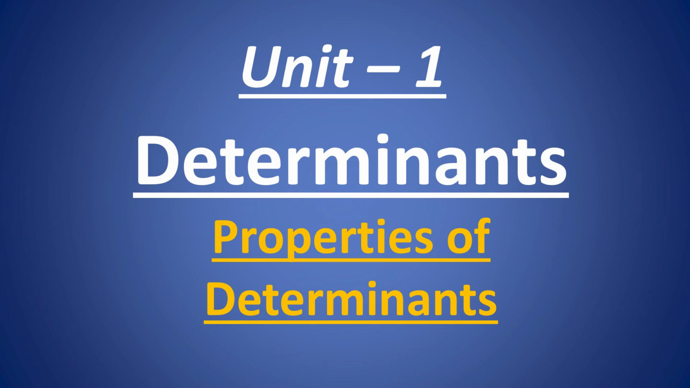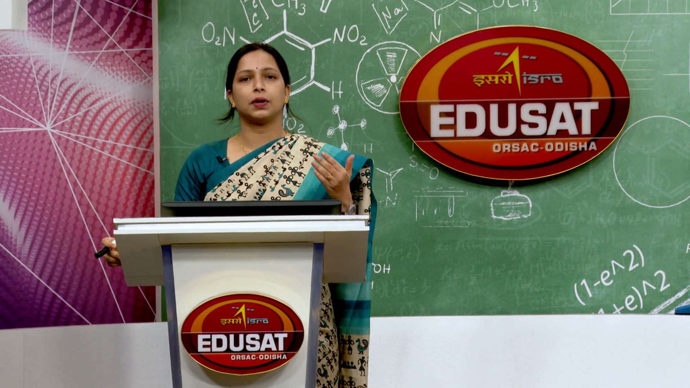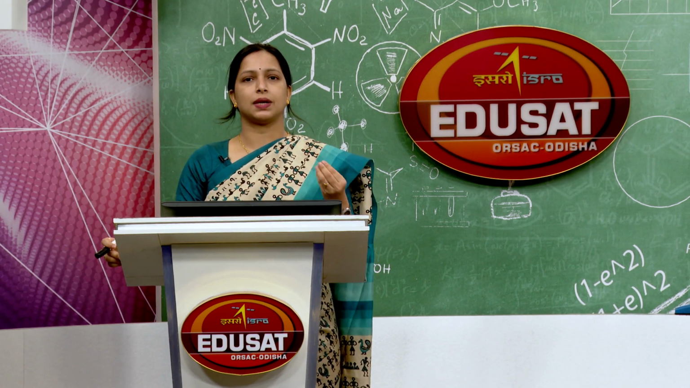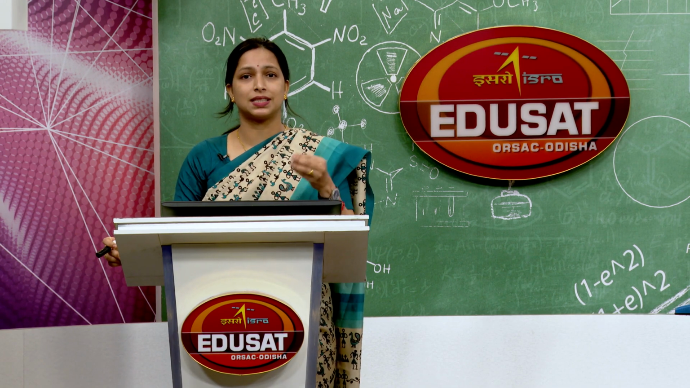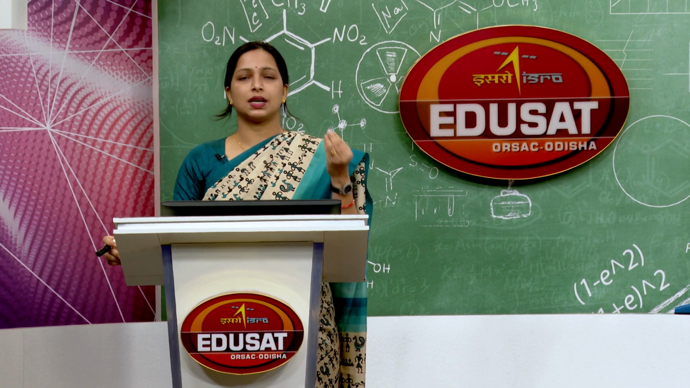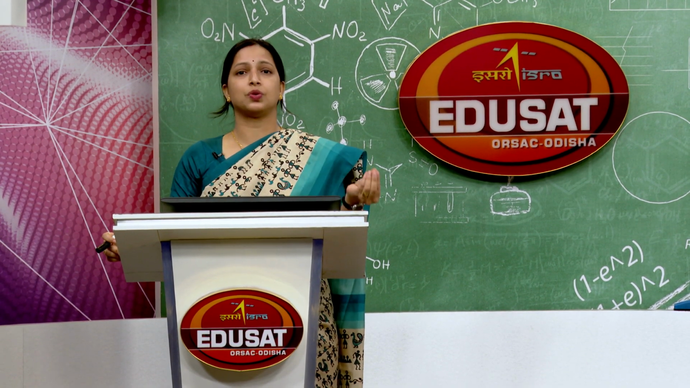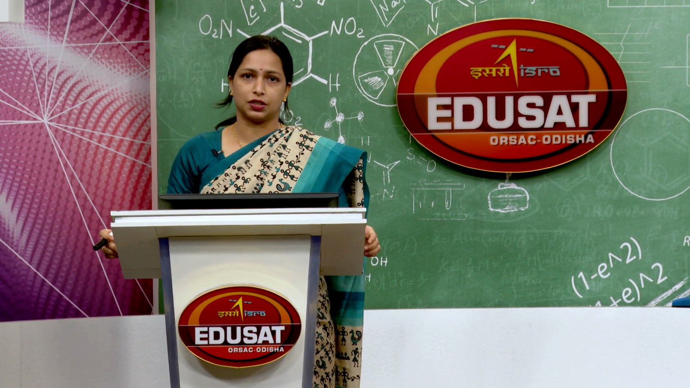In the earlier class, we discussed what a determinant is and how to find the value of a determinant of order 1, 2 and 3. So, in this class, we will proceed to the next topic, that is the properties of determinants. Now, what do you mean by properties? Properties are basic rules that help you solve problems of determinants. That means they simplify the calculation, they make things easier. So, we are going to discuss these properties and how we can use them to find the value of the determinant, right.